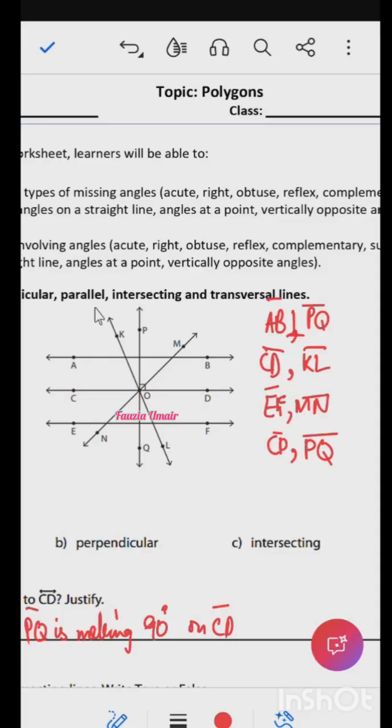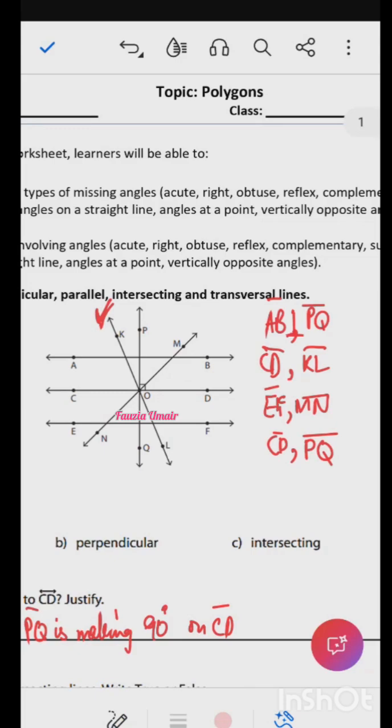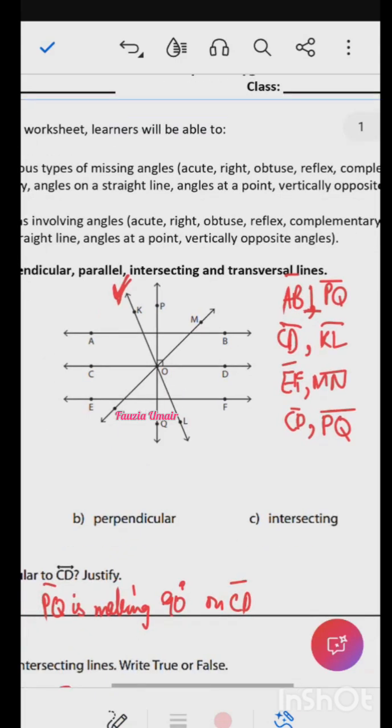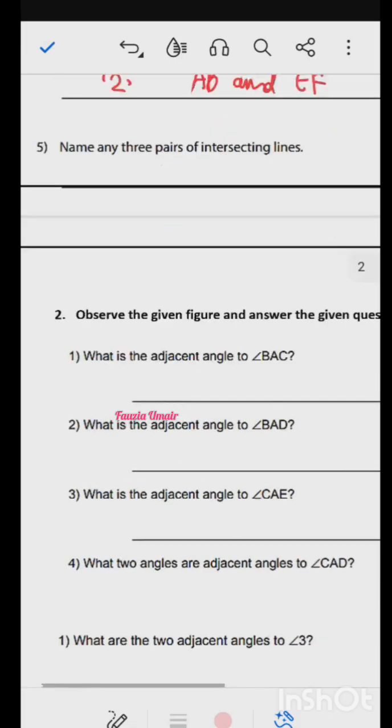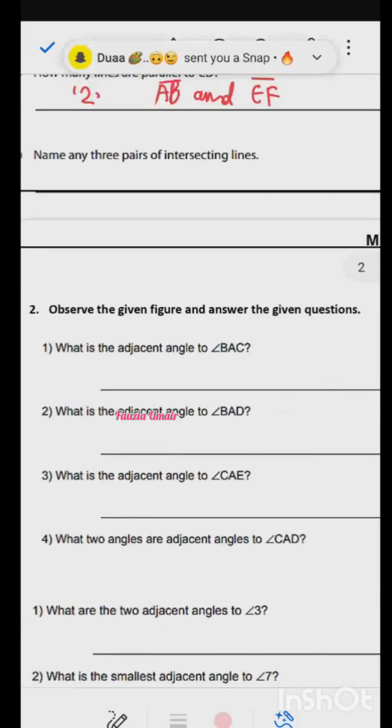If you pick this line KL, KL is intersecting AB as well as CD as well as EF. So this KL is intersecting all the three lines. And similarly, MN is also intersecting AB, CD, and EF. And PQ is also intersecting all of them. PQ is basically perpendicular, so we will not say it is intersecting, yes, but it is also a perpendicular line.